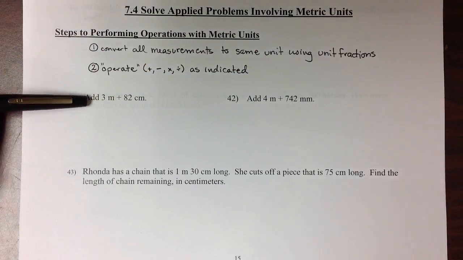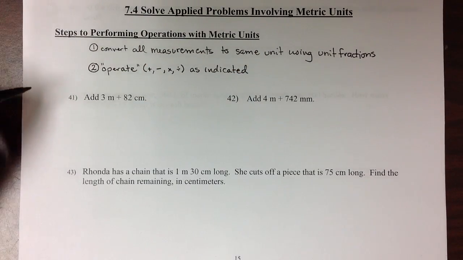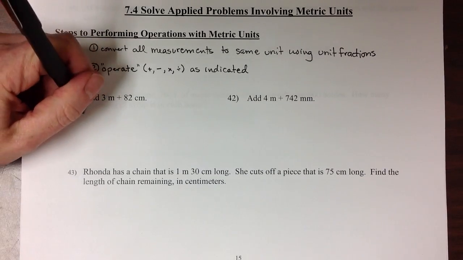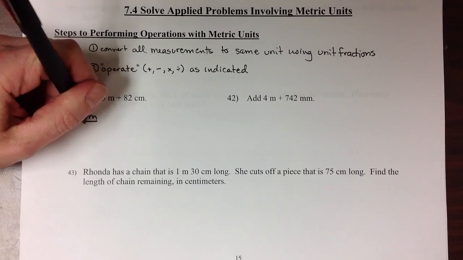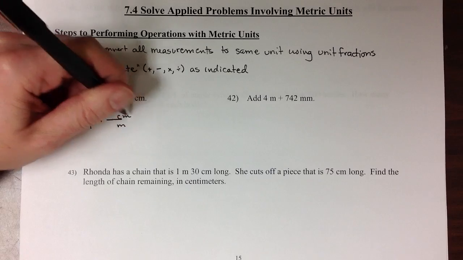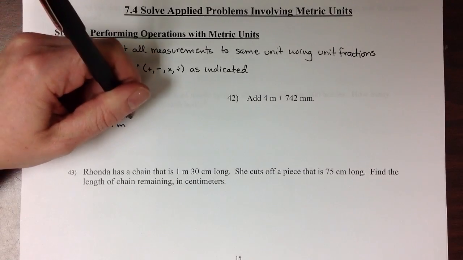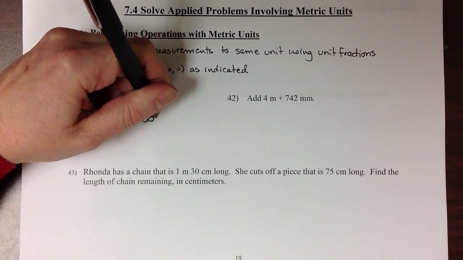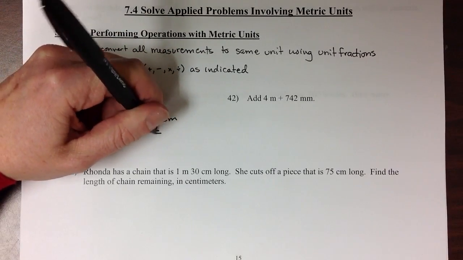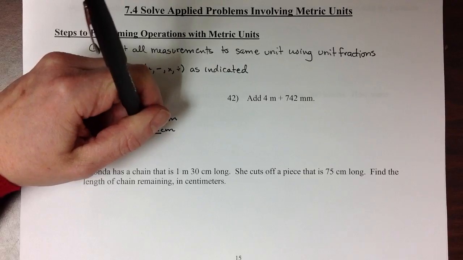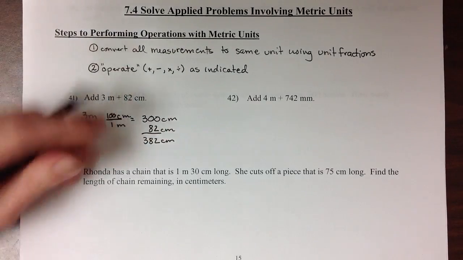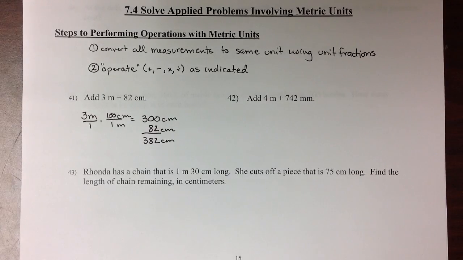So if I want to add 3 meters to 82 centimeters, I first need to convert into a common unit. I can change my 3 meters into centimeters using this unit fraction, and then add the second number, giving me a total of 382 centimeters.